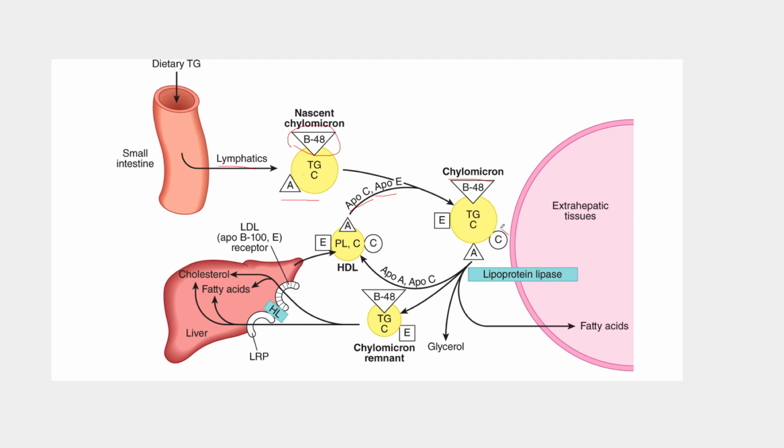So first of all, ApoC2 is required for the activation of lipoprotein lipase. And lipoprotein lipase is an enzyme attached to the proteoglycans in the basement membranes of endothelial cells that line the capillary walls. ApoC2 interacts with lipoprotein lipase to activate the enzyme. The active enzyme will then hydrolyze the triacylglycerols into glycerol and free fatty acids. These free fatty acids are taken up by extrahepatic tissues and then restored as triacylglycerols.